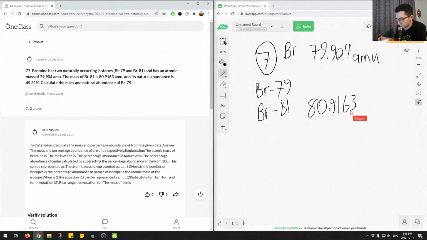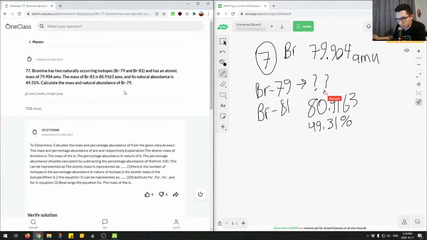And its natural abundance is 49.31%. Okay. So then we're asked to calculate the mass and natural abundance of Br-79. So here, mass and natural abundance. So what is the answer?